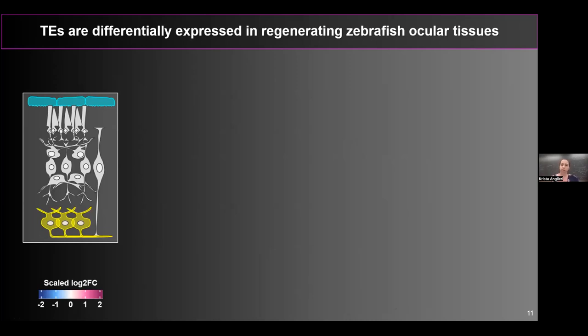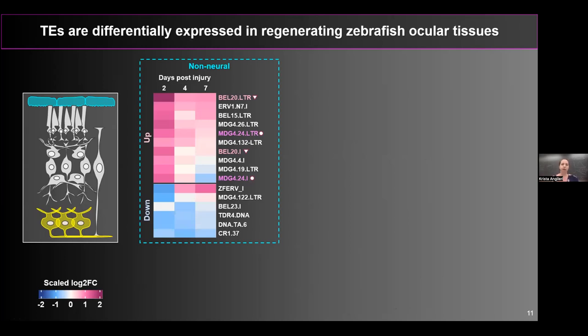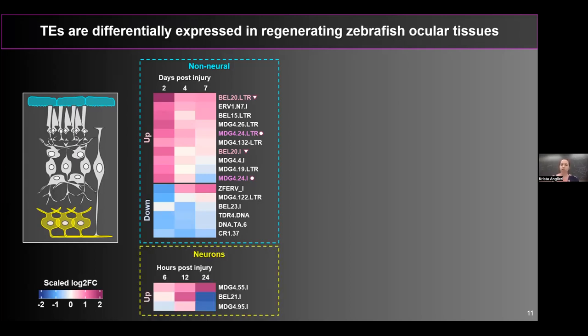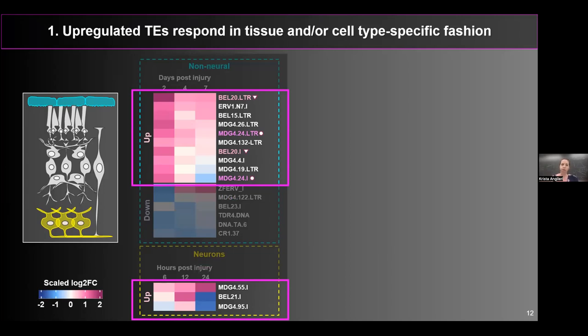So as I began this analysis, I found that indeed in the retinal pigmented epithelium, or that cyan non-neural tissue, I found some dysregulated transposable elements, as well as within the neural cell types at the inner side of the eye. This is the first time that this has been reported in zebrafish. So it further reinforces that transposons are a common phenotype across organisms after injury. Moreover, these transposon families don't seem to be the same between these two tissues. So this actually suggests that transposons respond in a tissue or cell type specific fashion.